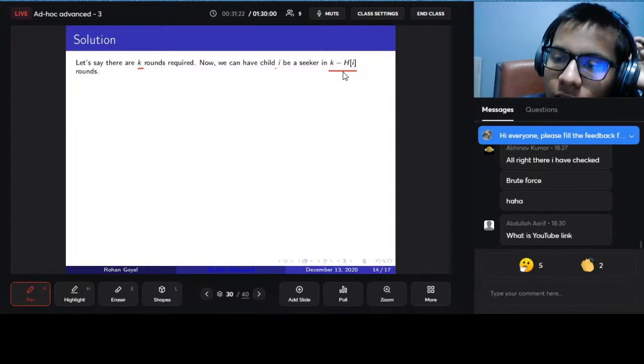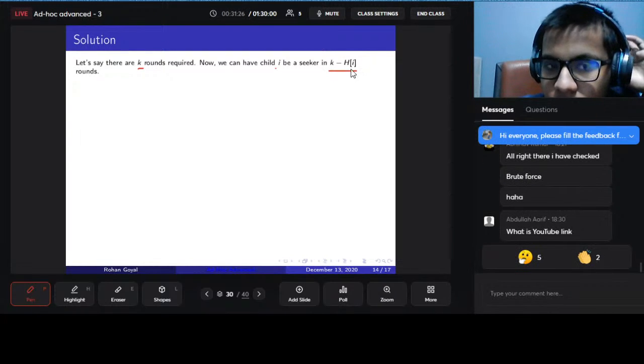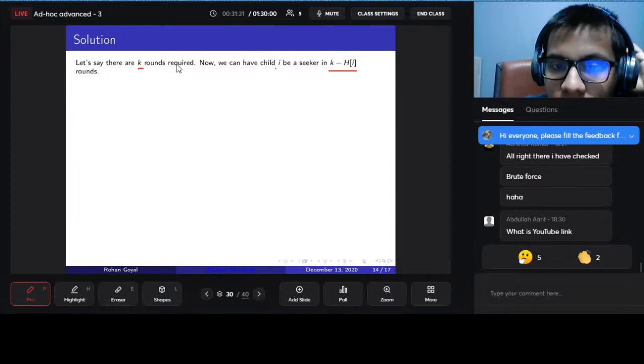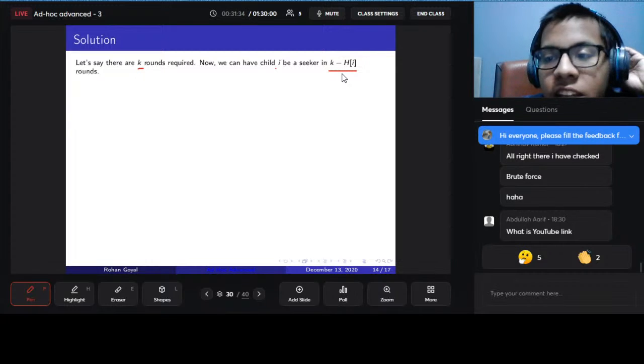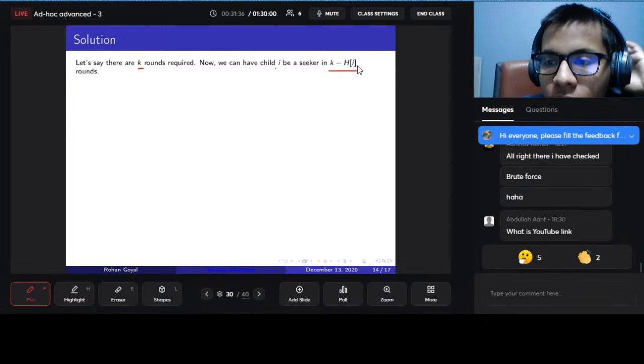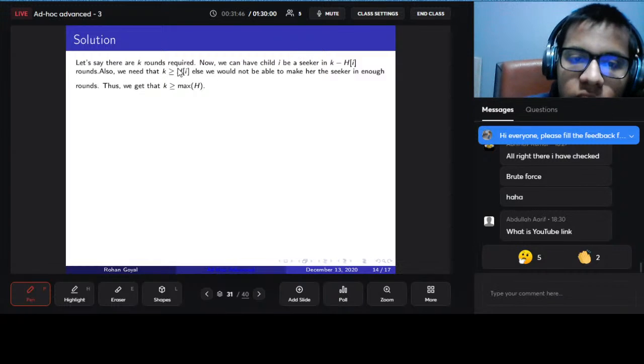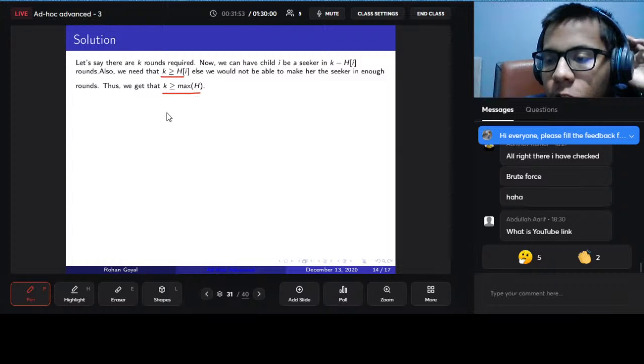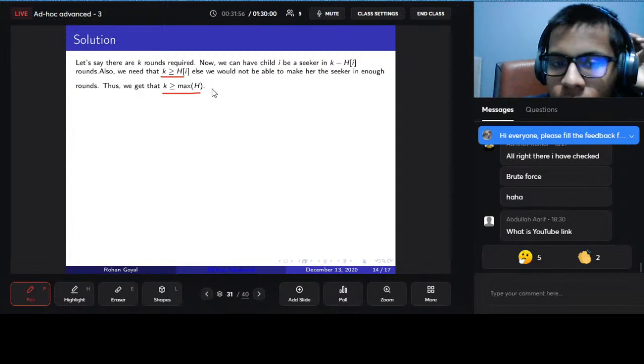Now let the person be a seeker in at most k minus hi rounds. But observe, for this to happen, if there are k rounds, k needs to be at least hi, because you can't be a seeker in a negative number of rounds, and if there are fewer rounds than the number of times they want to hide, this can't happen. So we need k greater than or equal to hi. So k would have to be greater than or equal to the maximum of all terms in h.